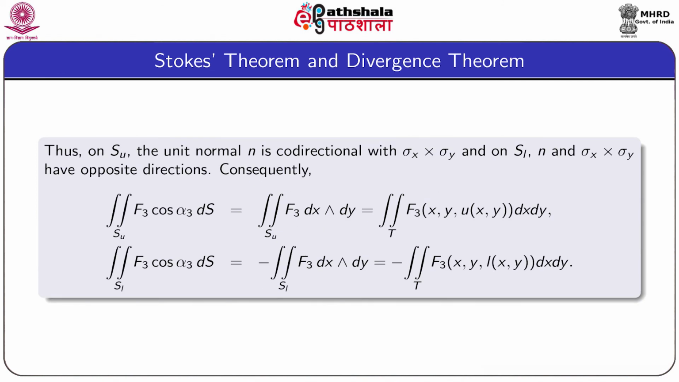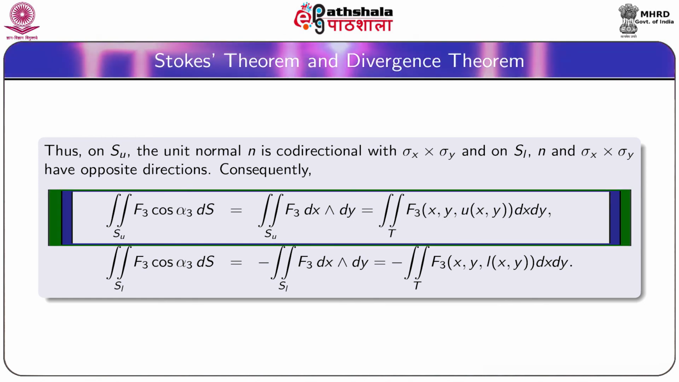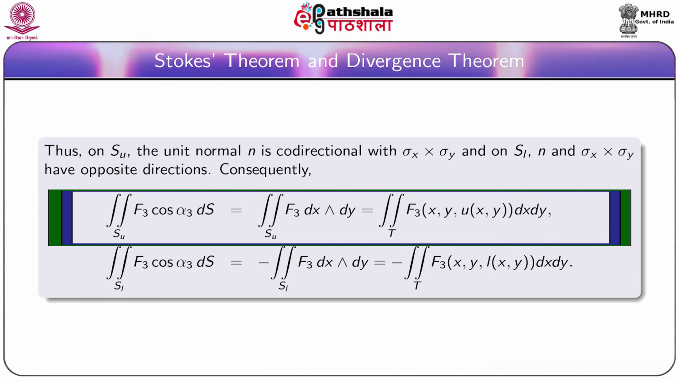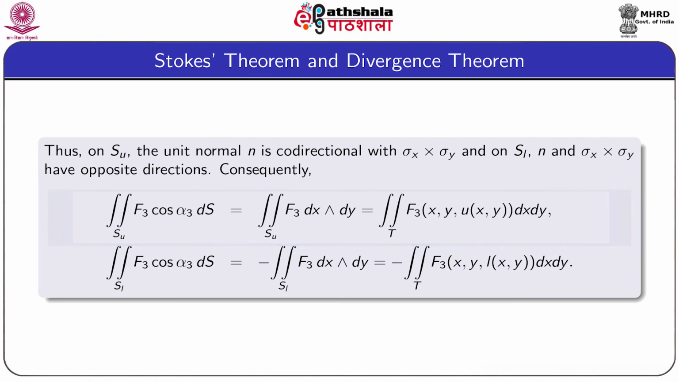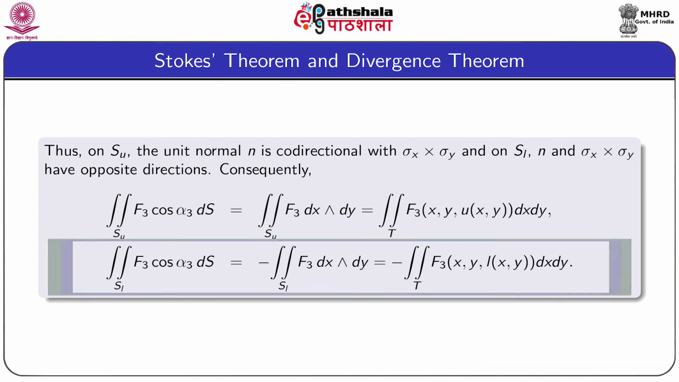Thus, on S_U, the unit normal N is codirectional with σ_x cross σ_y, and on S_L, N and σ_x cross σ_y have opposite directions. Consequently, we find that the surface integral over S_U of f3 cos α3 dS equals the surface integral over S_U of f3 dx wedge dy. This equals the double integral over T of f3(x, y, u(x, y)) dx dy. Similarly, the surface integral over S_L of f3 cos α3 dS equals minus the double integral over T of f3(x, y, l(x, y)) dx dy.